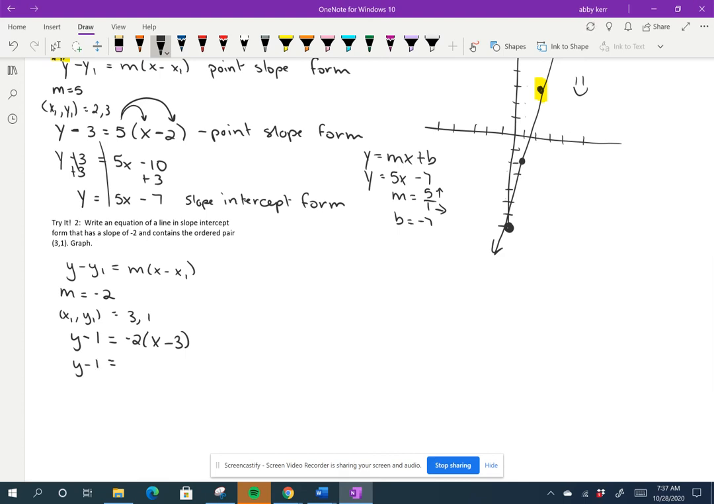We can't do anything with that minus 1 until we distribute. So negative 2 times x gets you negative 2x. Negative 2 times negative 3 gets you a positive 6. Now that we've simplified the parentheses, we're allowed to add 1 on both sides. So then we have negative 2x plus 7. So we have it in slope-intercept form, and then it's easily graphable.